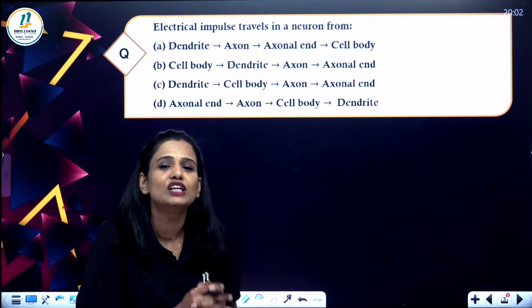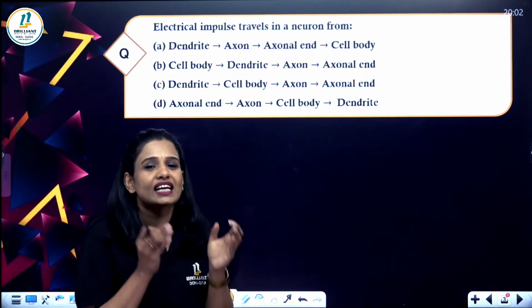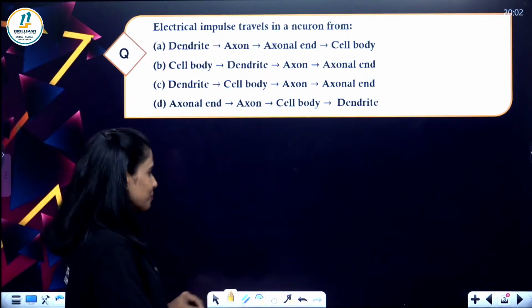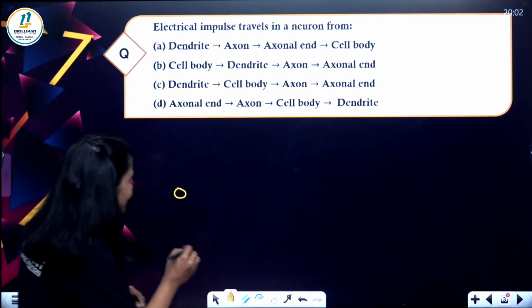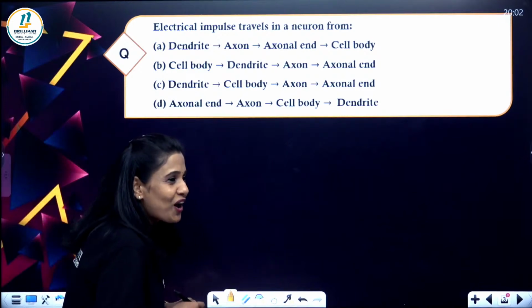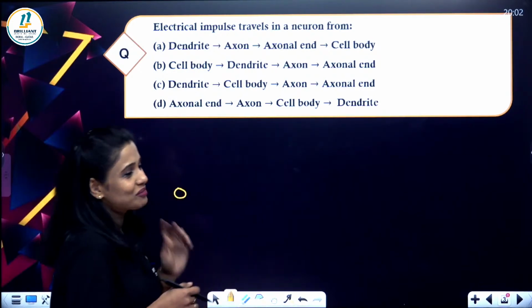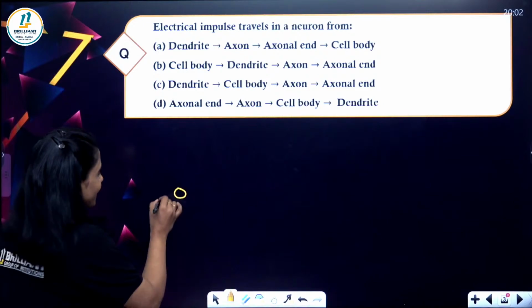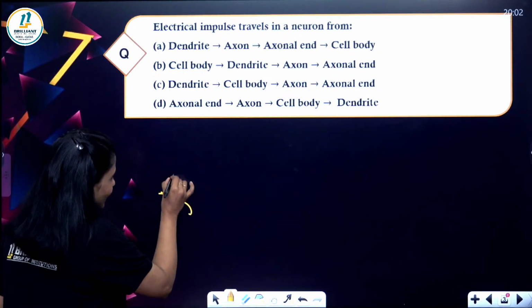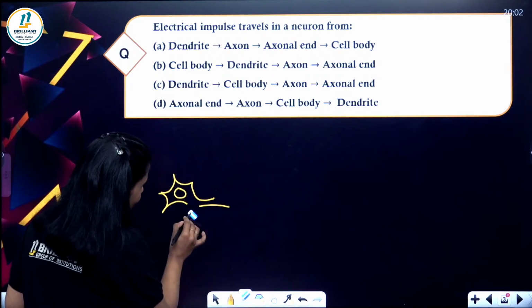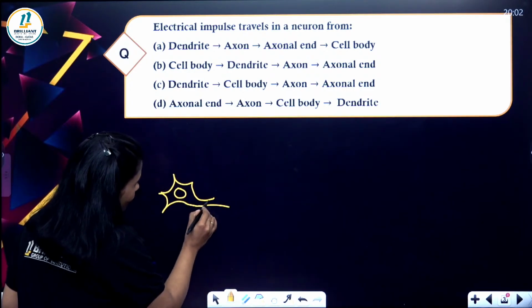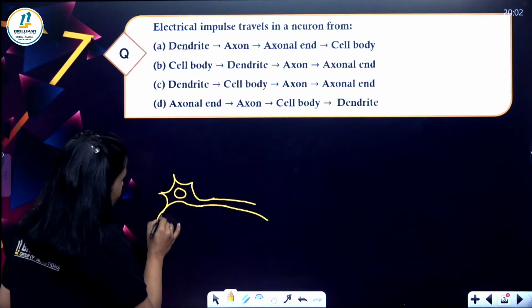How does the nerve impulse travel in a neuron? Let's see. Start commenting the correct answers. Oh, very good. All are commenting the correct answers. Very good, very good.